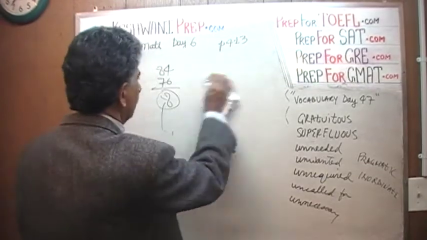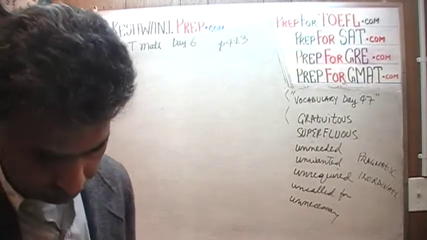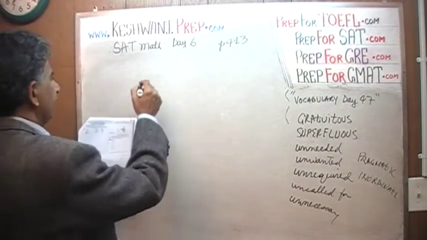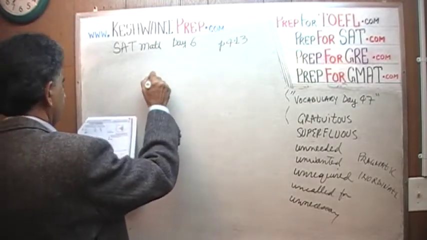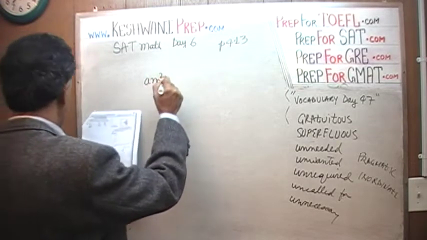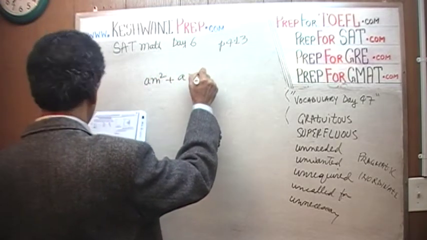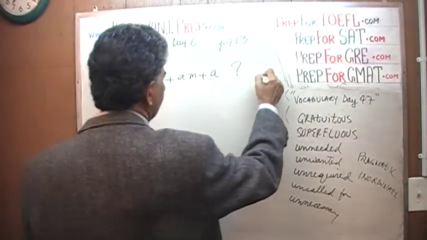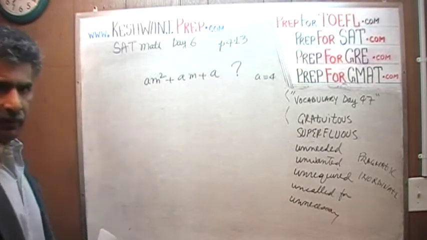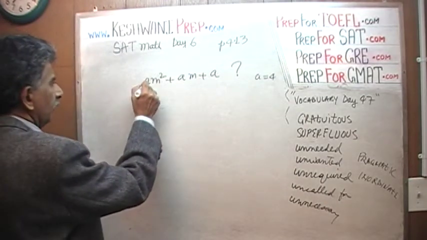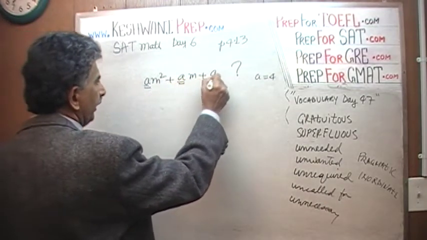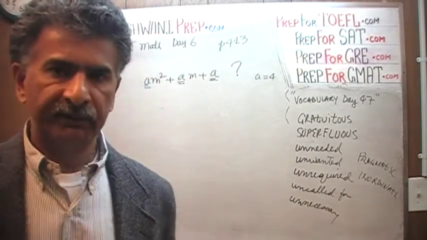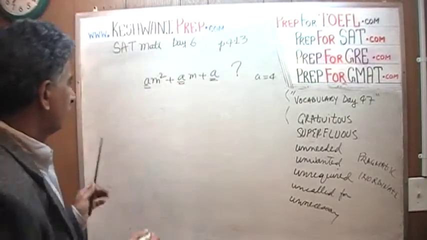Number 4. Question number 4. In 4, we are given a quantity which looks like this: a times m squared plus a times m plus a. Question is, how much is that if a equals 4? Well, the very first thing we should notice is that here we have an a, here we have an a, and here we have an a. All of those 3 terms have a in common, that is their common factor. Let's take it out common.